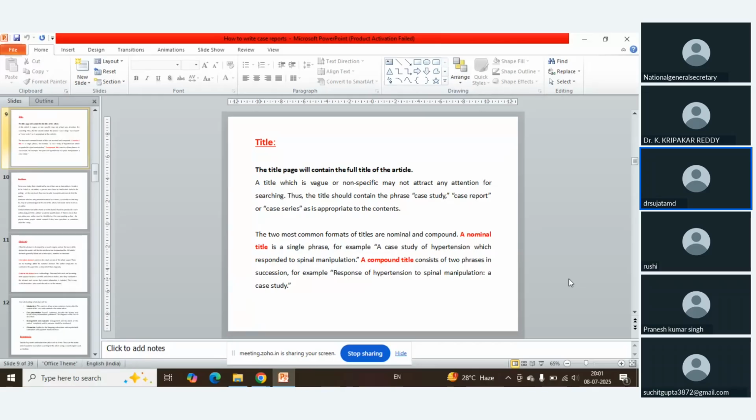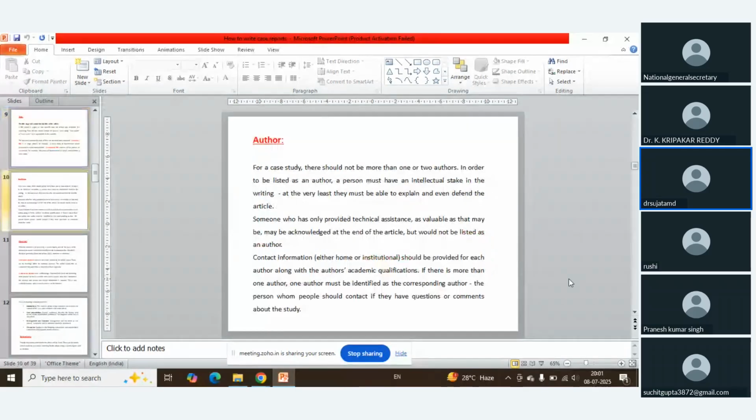So next, author. Who will be the author? For a single case study, there should not be more than one or two authors. For a single case study, a maximum of two authors is eligible. So in order to be listed as an author, what must the author do? A person must have an intellectual stake in the writing. At the very least, they must be able to explain and even defend the article.